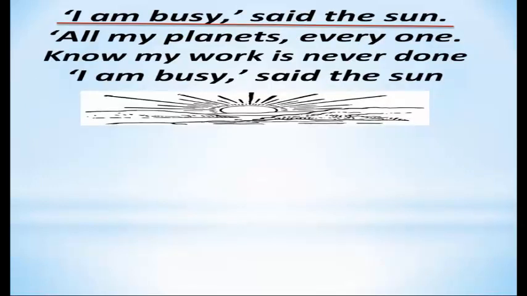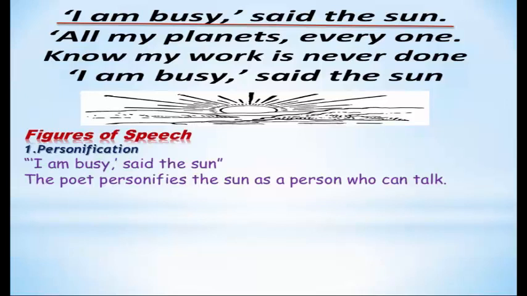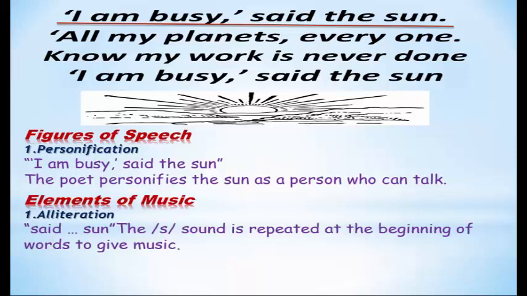Let's pick out the figures of speech. Here we have personification too. "I am busy, said the sun." The poet personifies the sun as a person who can talk and is always busy. If we are going to pick out the elements of music, we will find alliteration here in "said" and "sun." "S, s." So the sound "s" is repeated at the beginning of these words to give us music, internal music.